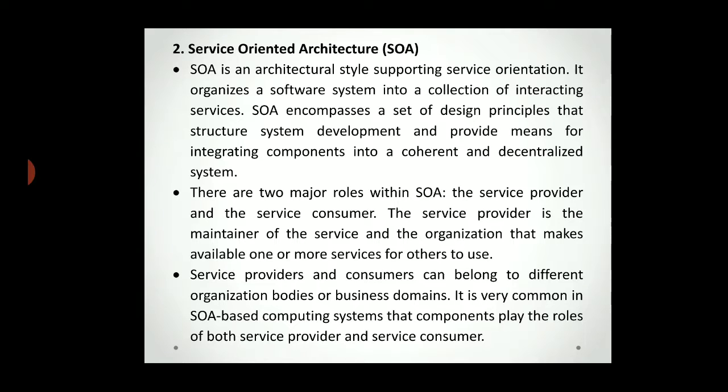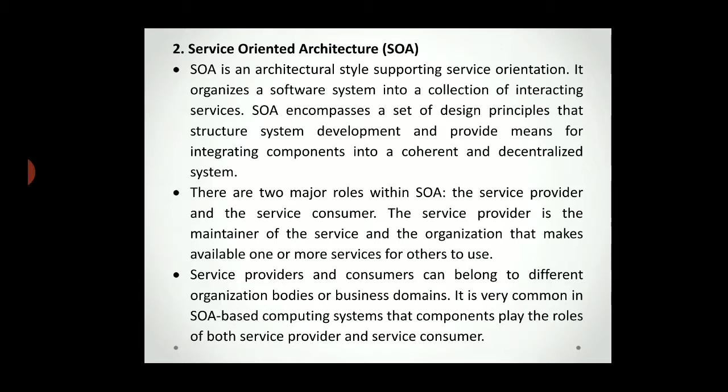Next one, we have service-oriented architecture, that is SOA. It's an architectural style supporting service orientation. It organizes a software system into a collection of interacting services. SOA encompasses a set of design principles that structure system development and provide means of integrating components into a coherent and decentralized system. SOA-based computing packages functionalities into a set of interoperable services which can be integrated into different software systems belonging to separate business domains.